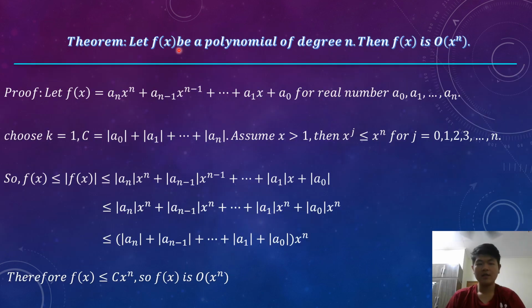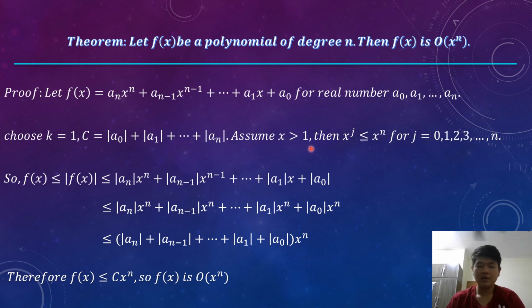Let f(x) be a polynomial of degree n, then f(x) is Big O of x to the power of n. Let f(x) be a polynomial with real coefficients a_0 to a_n. Choose k equal to 1, c equal to the absolute value of this.